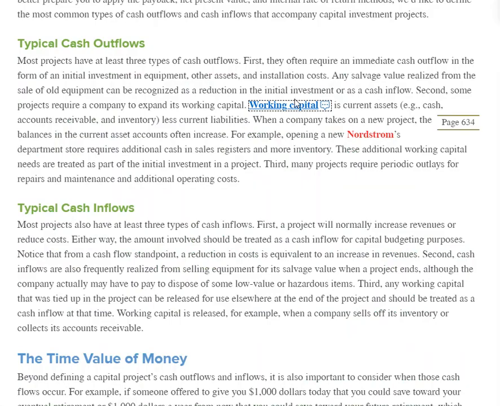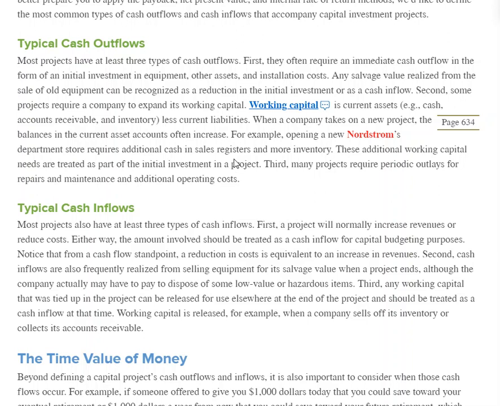In your textbook, it explains a little bit more about working capital. It says working capital is current assets like cash, accounts receivable, and inventory, less current liabilities. Well, but what does that have to do with our cash inflows and outflows? Why are we including that? Well, here's the idea. When a company takes on a new project, the balances in the current asset accounts often increase. So for example, if Nordstrom is going to open a new store, they're going to require additional cash in the sales registers, and they're going to need to have more inventory. So that's going to tie up working capital. These additional working capital needs are treated as part of the initial investment in the project.